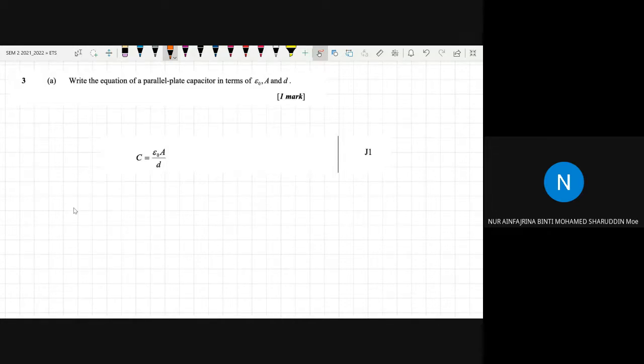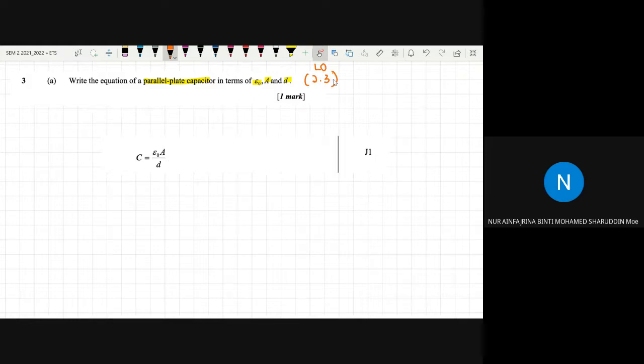Write the equation of parallel plate capacitor in terms of epsilon naught A and D. So how are we going to write it? Okay, this is from your chapter 2 and learning outcome 2.3. Boleh tengok balik. Kalau sampai ada handout, boleh tengok.